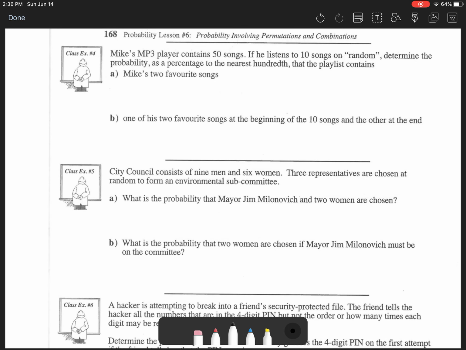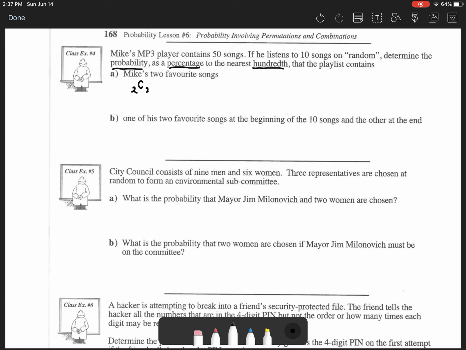Next page, okay. Mike's MP3 player contains 50 songs. If he listens to 10 songs on random, determine the probability, this time as a percentage to the nearest hundredth, that is 2 decimal places, that the playlist contains Mike's 2 favorite songs. So we're not talking about the order of these songs. They just have to be on the playlist or not on the playlist. So that's a combination, isn't it?